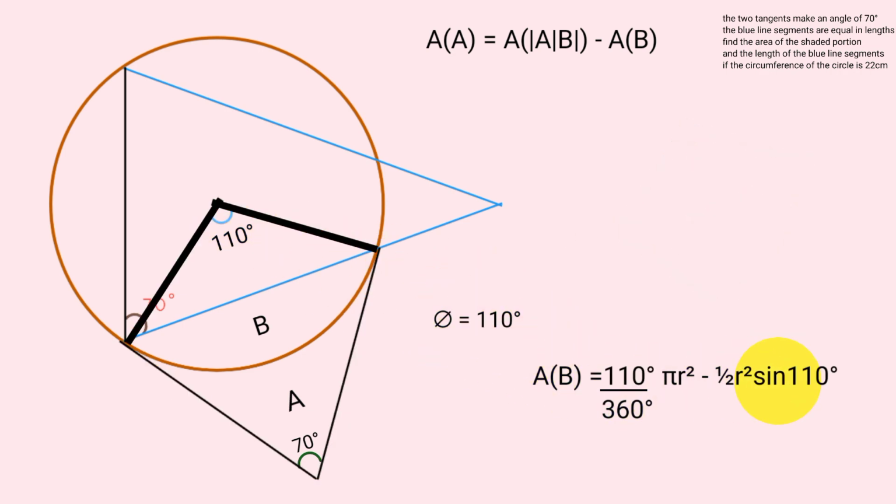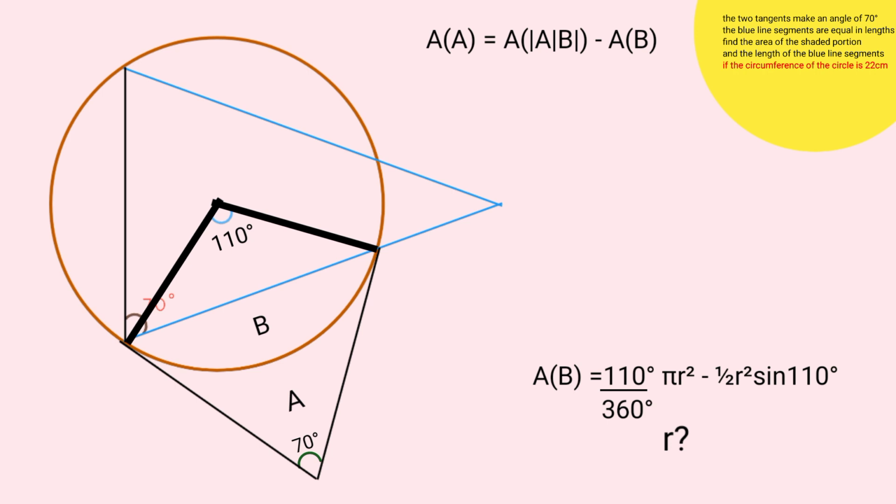Substitute here and here now. Area of B equals 110 over 360 pi r squared minus 1 over 2 r squared sine 110. Now what is r? R is the radius of the circle. We don't know its value.